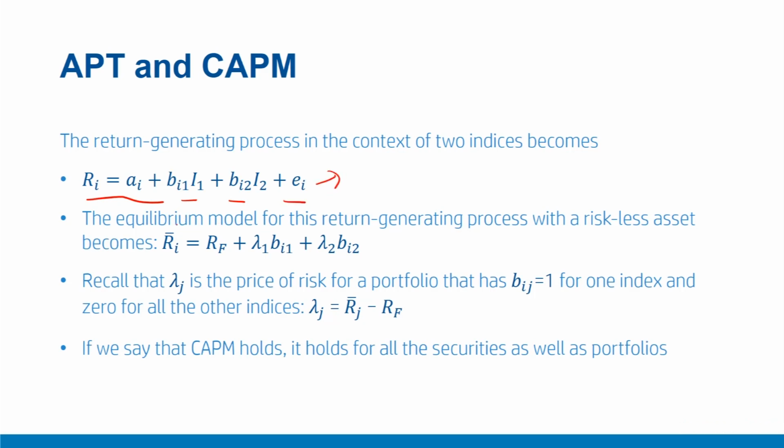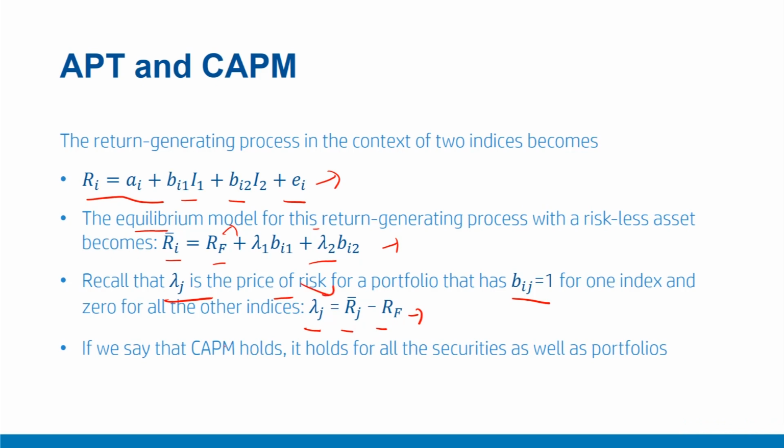The corresponding APT equilibrium model for this return generating process is Ri bar equals Rf plus lambda 1 into bi1 plus lambda 2 into bi2, where the assumption is that the risk-free rate Rf is available. Please remember, here lambda j is the price of risk for a portfolio where bij equals 1. That means the portfolio has a sensitivity of 1 for one index and 0 for all the other indices. And for that index j, lambda j equals Rj bar minus Rf, that price of risk.